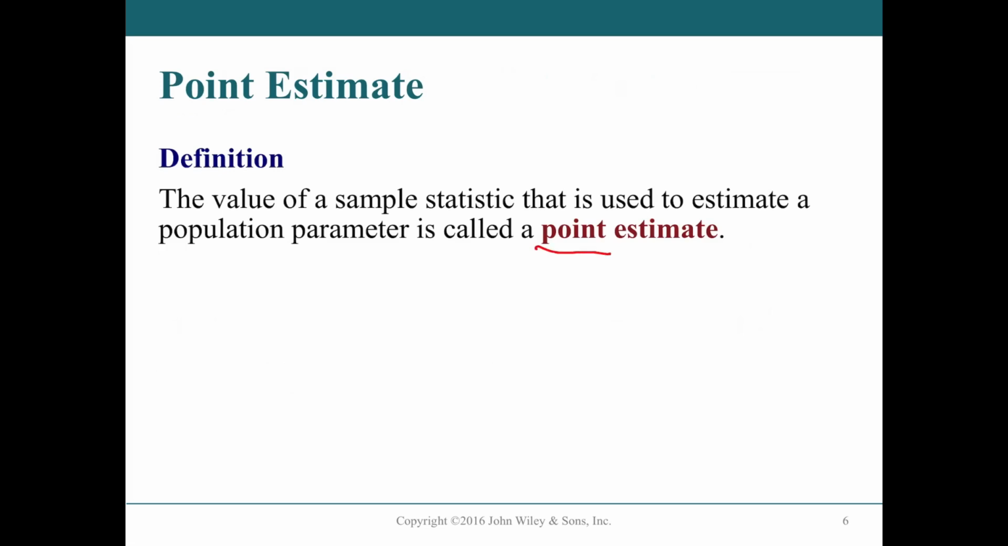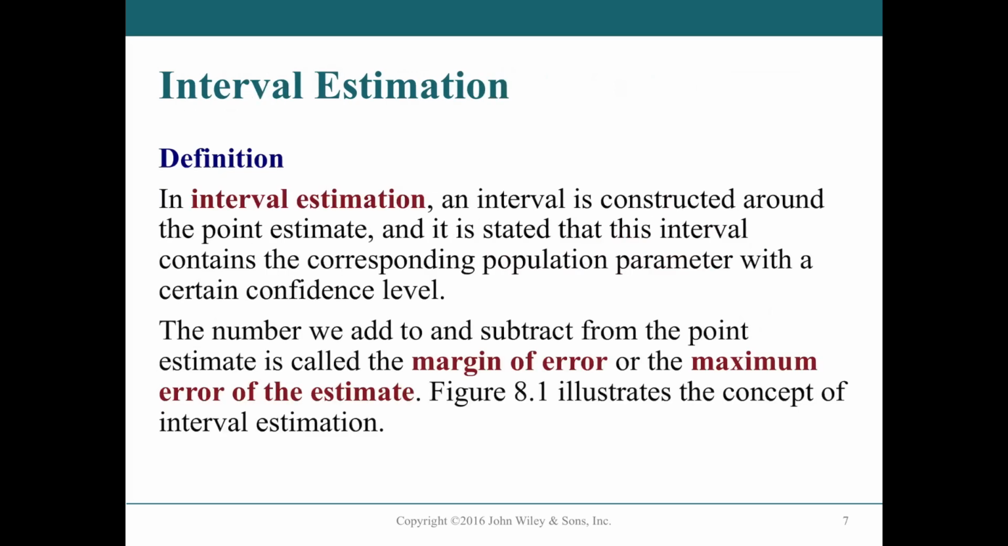The value of a sample statistic that is used to estimate a parameter is called a point estimate, and these are amongst the easiest problems in the entire class because they typically just give it to you and you just copy it down if we ever ask you for it. I rarely bother to ask because it's so obvious.